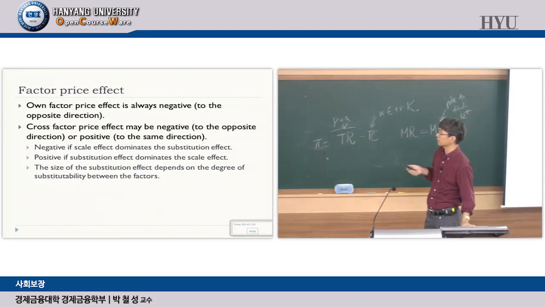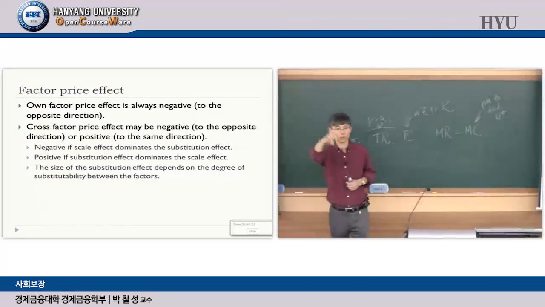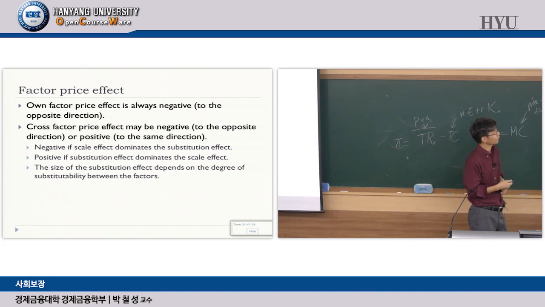Okay, so if we summarize it, you can summarize using the heading the factor price effect. So production factor price effect. Own factor price effect means what happens to the demand for a particular production factor when its own price changes. For example, what happens to labor demand when wage changes? What happens to capital demand when rent changes? That's own factor price effect.